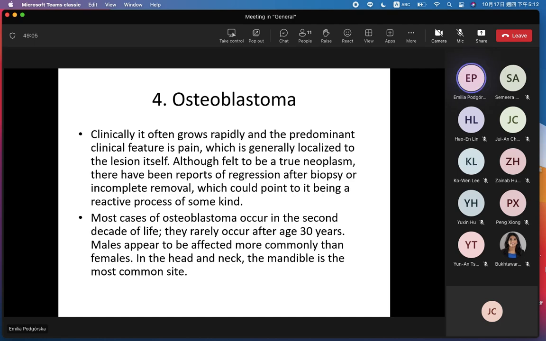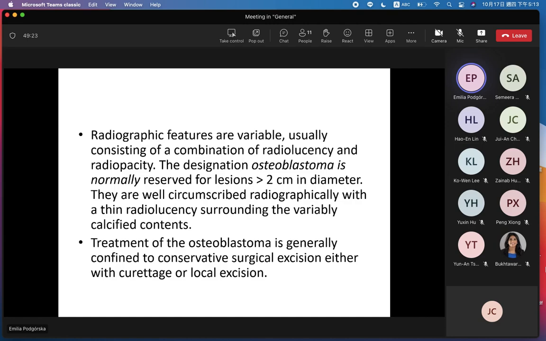Most cases of osteoblastoma occur in the second decade of life. They rarely occur after the age of 30 years. Males appear to be affected more commonly than females. In the head and neck, the mandible is the most common site. Radiographic features are variable, usually consisting of a combination of radiolucency and radiopacity.